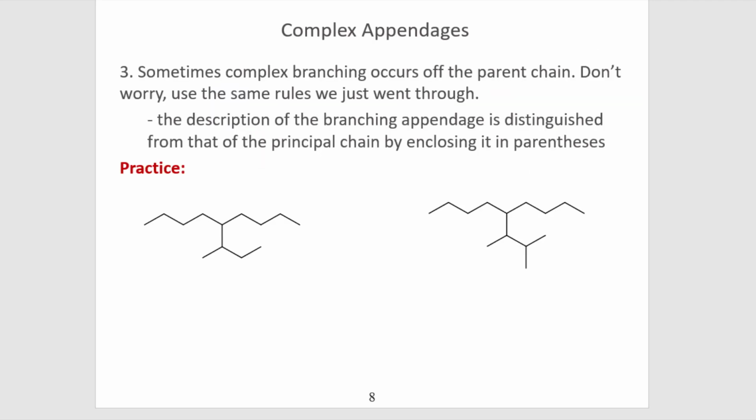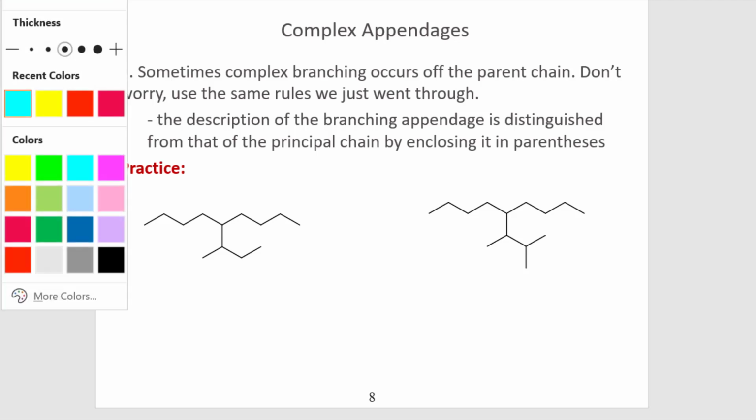Now, sometimes you just can't avoid it, and you'll end up with a very complex substituent hanging off of your parent chain. And these can get a little tough. So I figured we'd do a few examples. We're going to use the same rules that we've used, but we're going to add parentheses. So let's start with the longest parent chain.